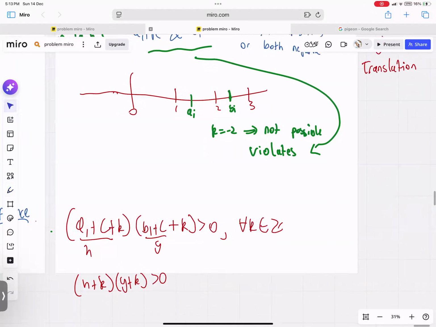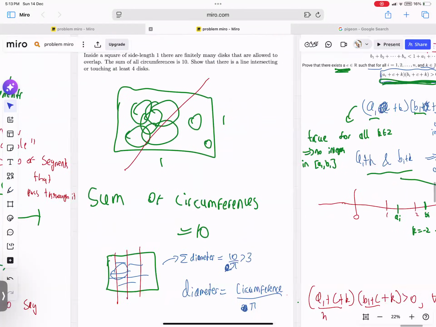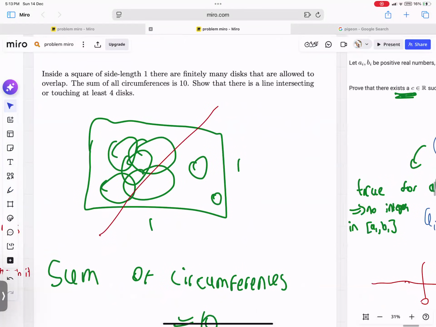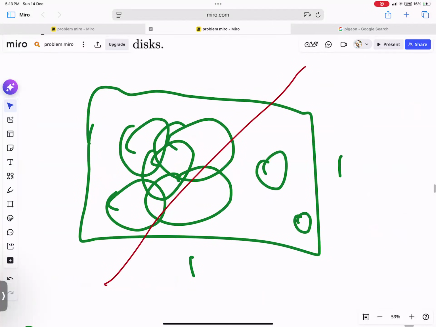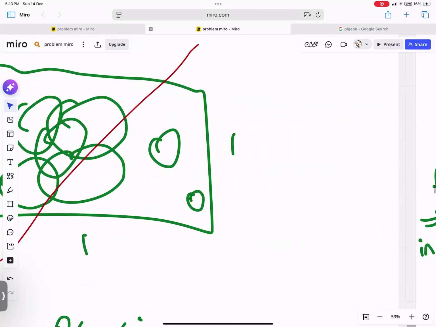Oh yeah, so this was the problem. Inside the square of side length 1, you have many disks with sum of circumferences 10. There's some line that meets 4 of them. So we did some geometry on this. We took a line, we calculated its degree, and then we chased it with projective transformations.